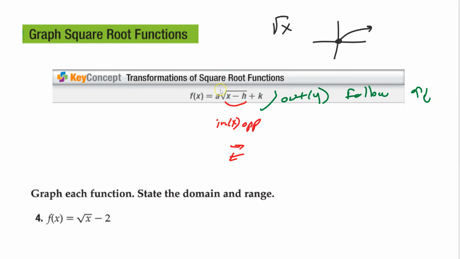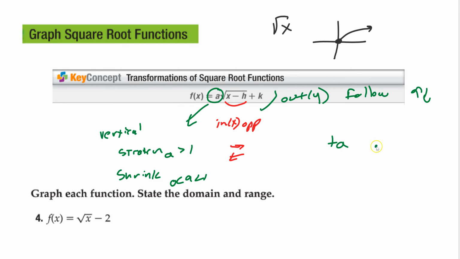And then the a is also on the outside. That's your vertical stretch or shrink. Vertical stretch if it's greater than 1, and shrink if it's between 0 and 1. One other thing, a positive a looks like this. A negative a, remember, you flip it down, so it'll look like this. Open down instead of up. So that's the basics. Let's do some graphs.